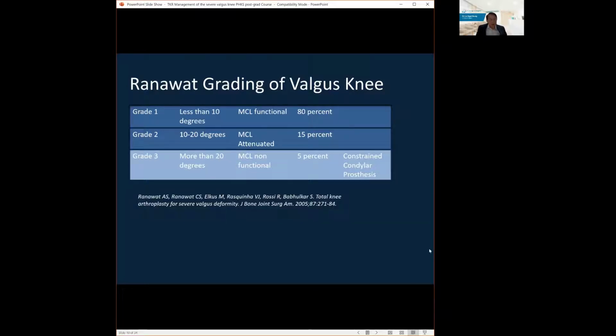By the time we reach a grade 3, and that's more than 20 degrees valgus, the MCL invariably is non-functional, totally stretched out, lax, and this forms the last 5% of the cases. And these are the cases we need to be aware of, that we always have a constrained condylar implant ready, because it's often not possible to release the lateral side in order to balance to the non-functional medial side.